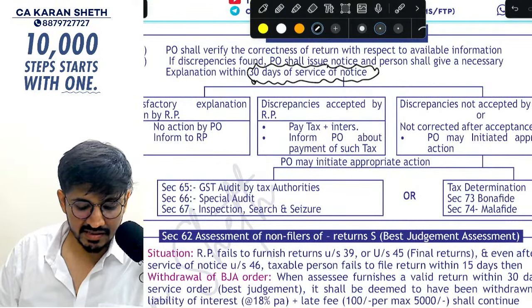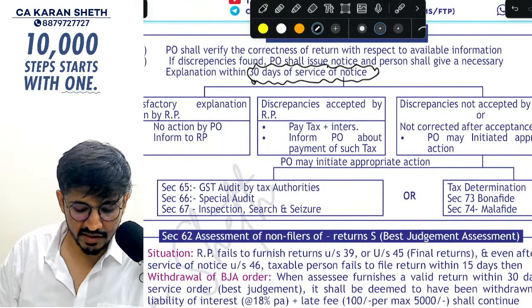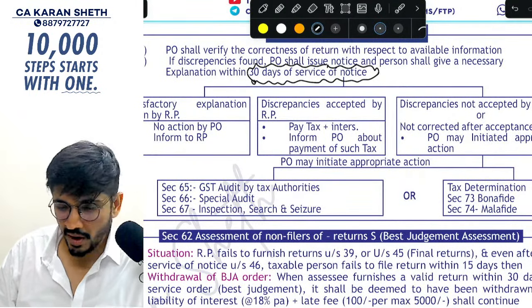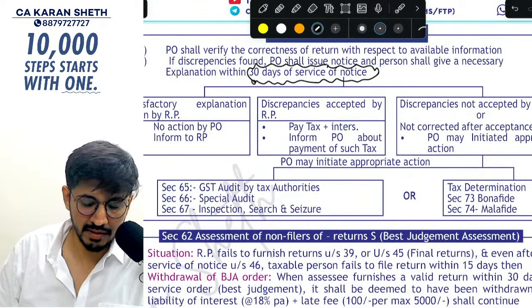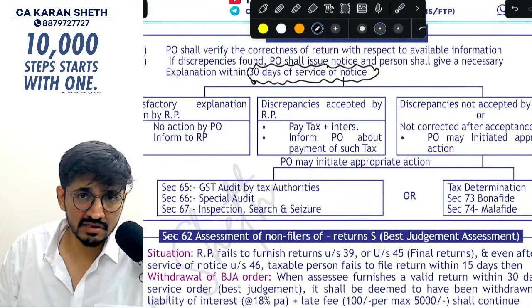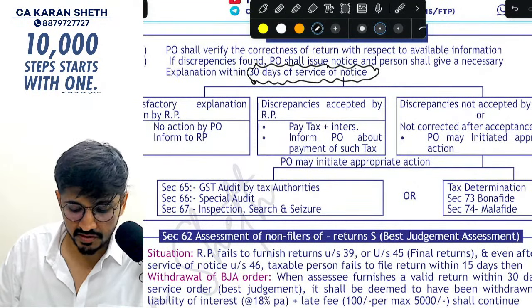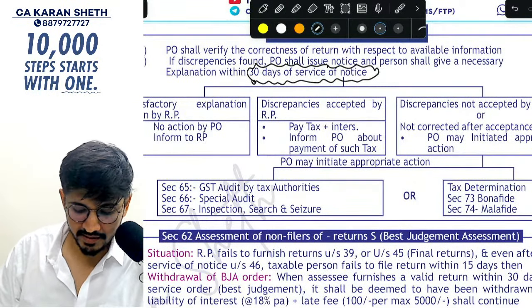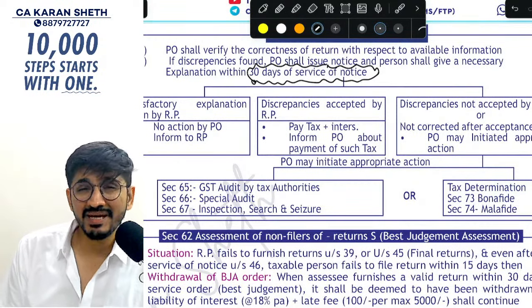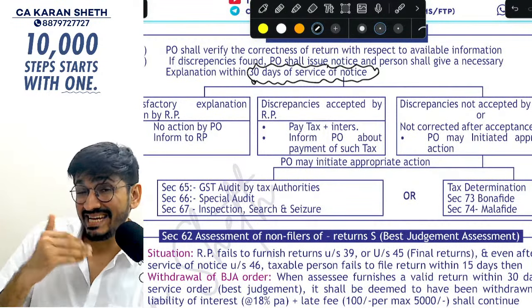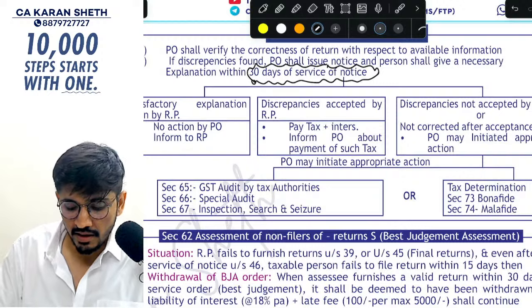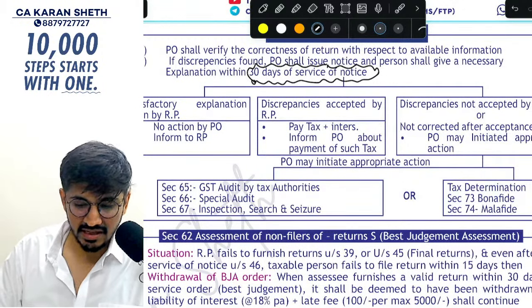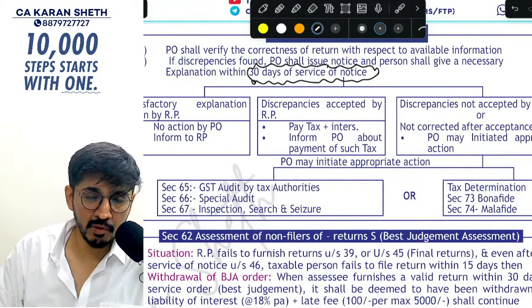If there is a satisfactory explanation by the registered person, no action will be taken by the proper officer. Just inform the registered person that the proceedings have been dropped, right? We are not moving ahead. But if the discrepancies have been accepted by the registered person, right, pay the tax and interest and inform the proper officer about payment of such tax.